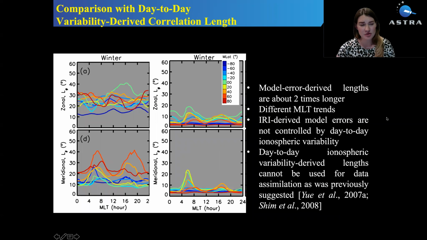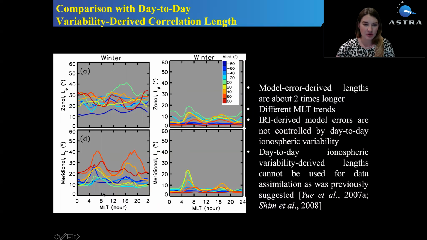Previous studies have shown that day-to-day atmospheric variability can be used as a proxy for correlation length determination for atmospheric data assimilation. We have used the same data set to find the day-to-day variability, which was found as the difference between two consecutive days. So basically, vertical TAC at one time frame minus vertical TAC at the same time frame of the previous day.